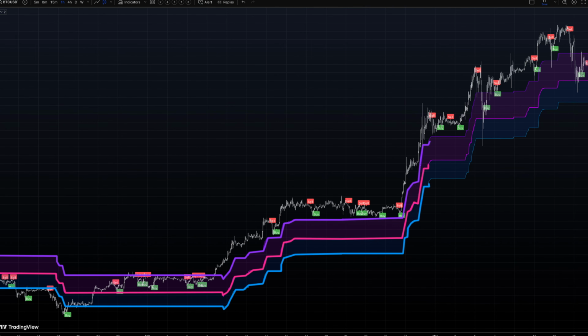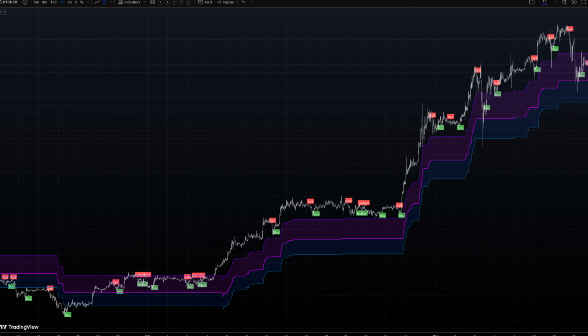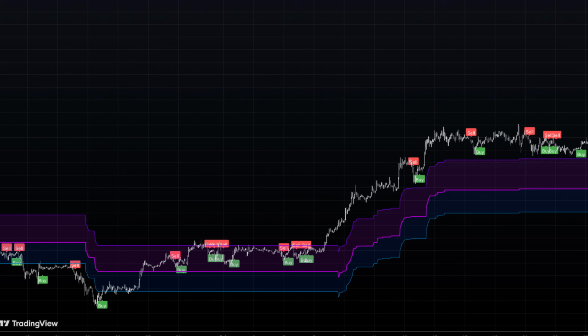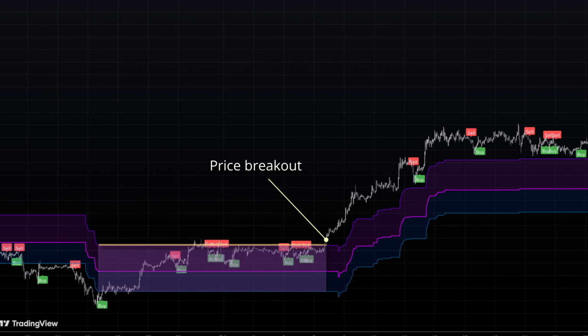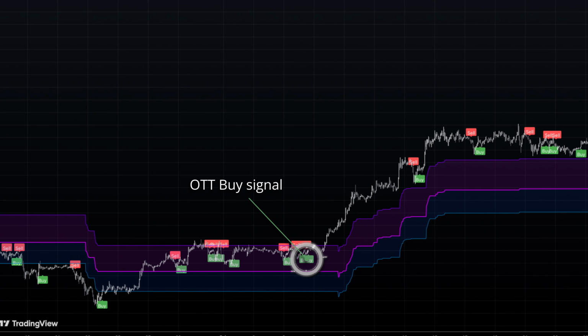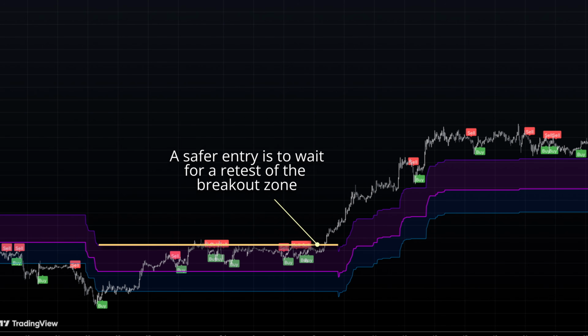This strategy really excels in trending markets. Your goal is to wait for price to break outside the range before looking for an entry. For instance, after price has consolidated in a range for some time, you'll eventually see a breakout. You can enter the trade on this breakout as long as you have a buy signal from the OTT indicator, or you can wait for a retest of the breakout level.